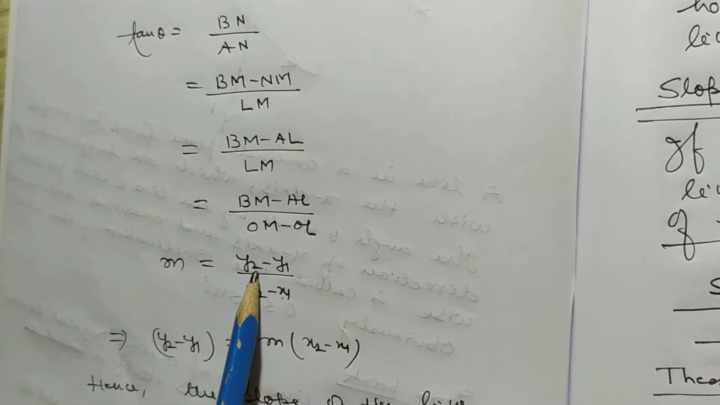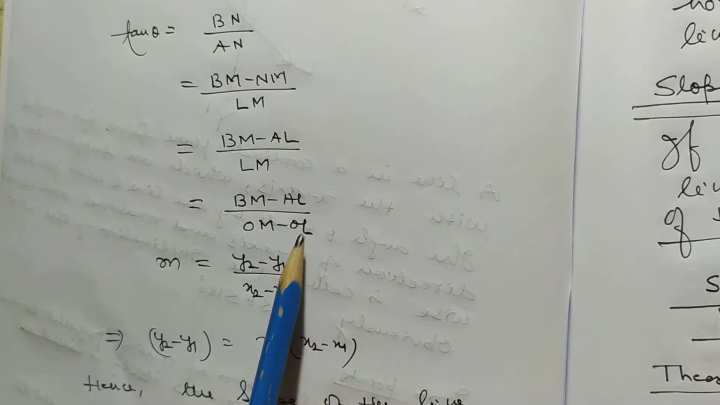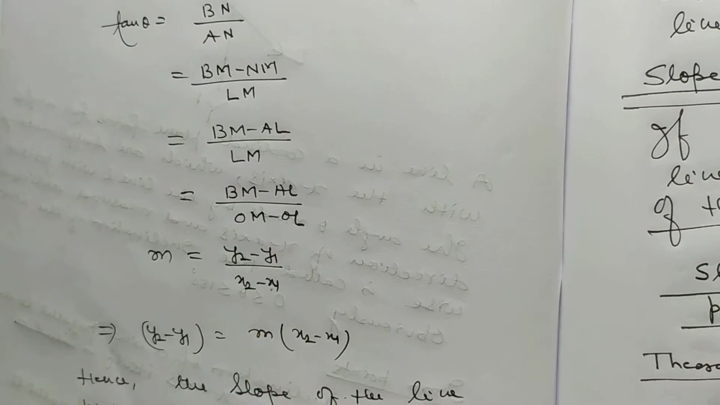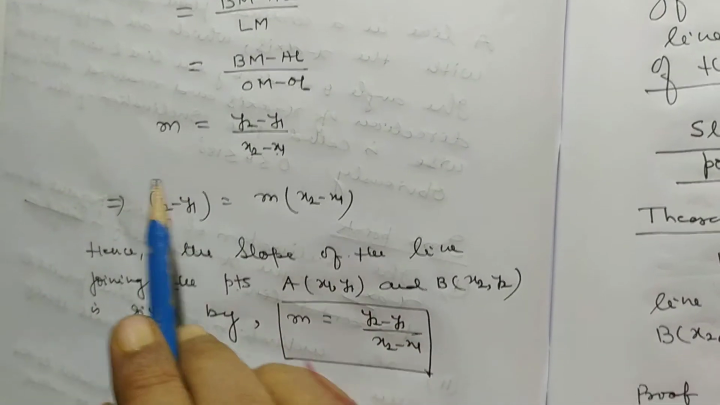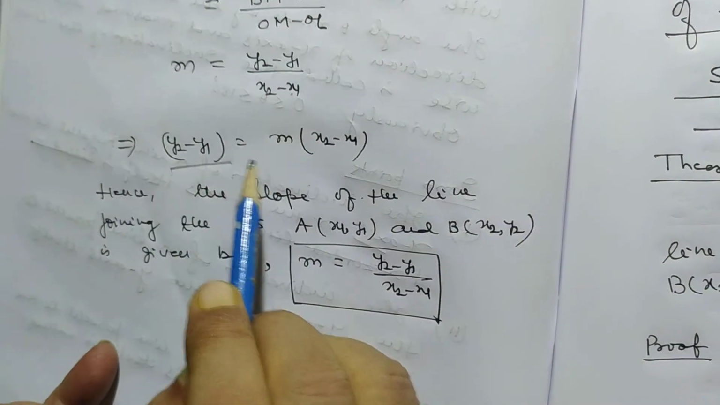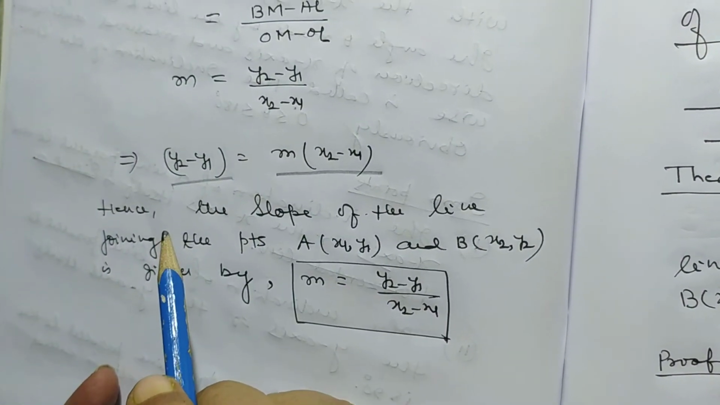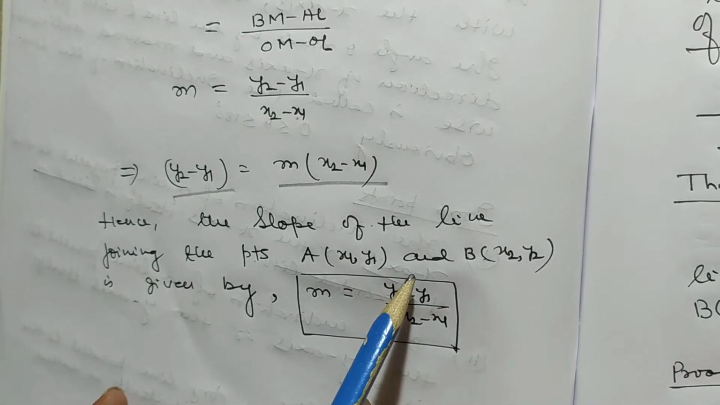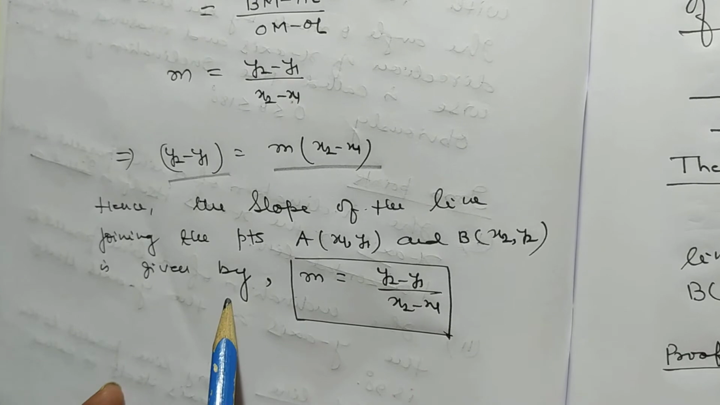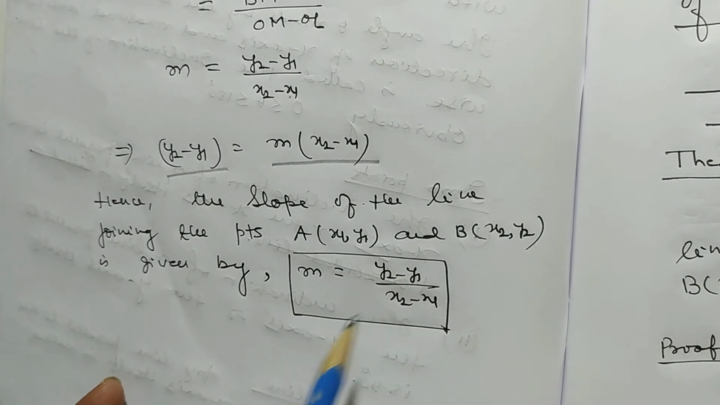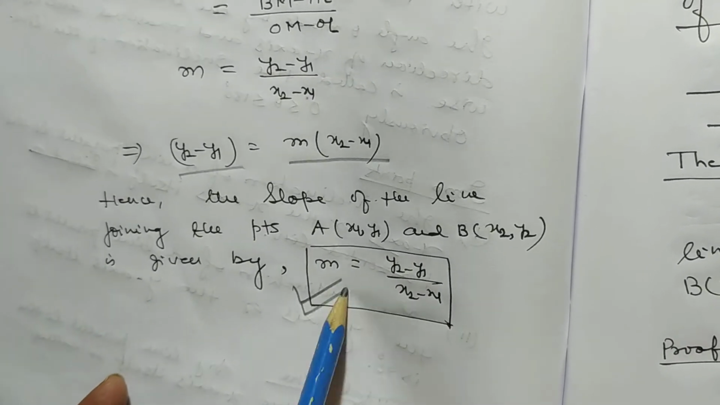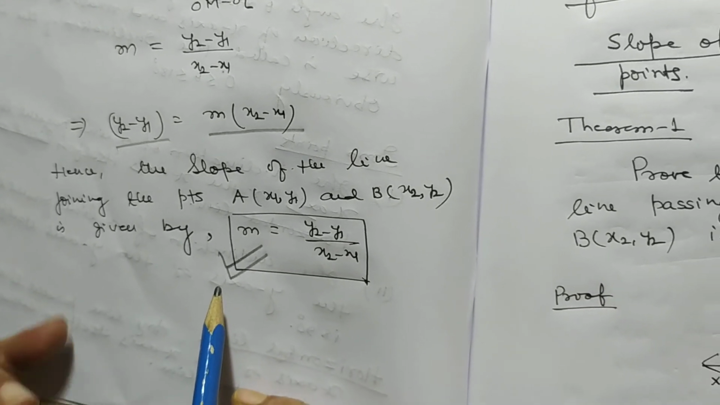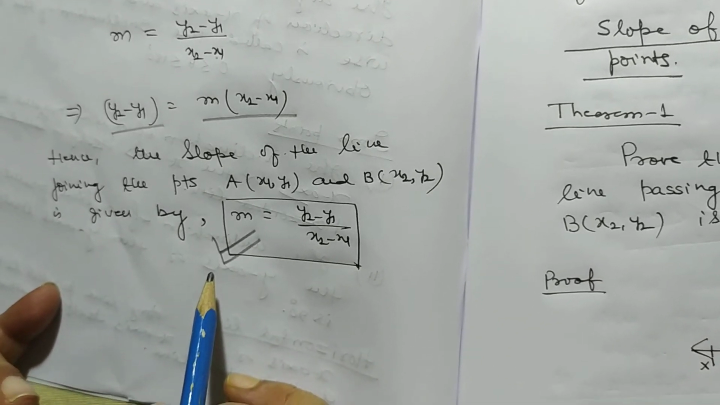So now the value of BM is y2 and AL is y1, OM is x2, OL is x1. So after cross multiplication, we have y2 minus y1 is equal to m times x2 minus x1. Hence the slope of a straight line joining 2 points A(x1, y1) and B(x2, y2) is given by m is equal to y2 minus y1 by x2 minus x1. This is a very important formula. Now you can remember it in this way.